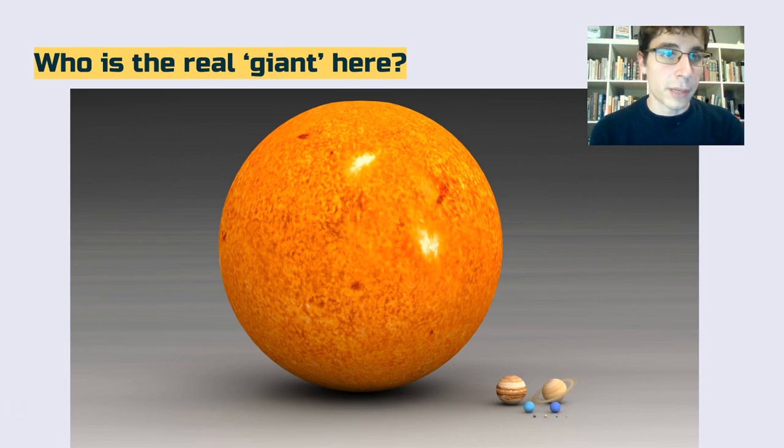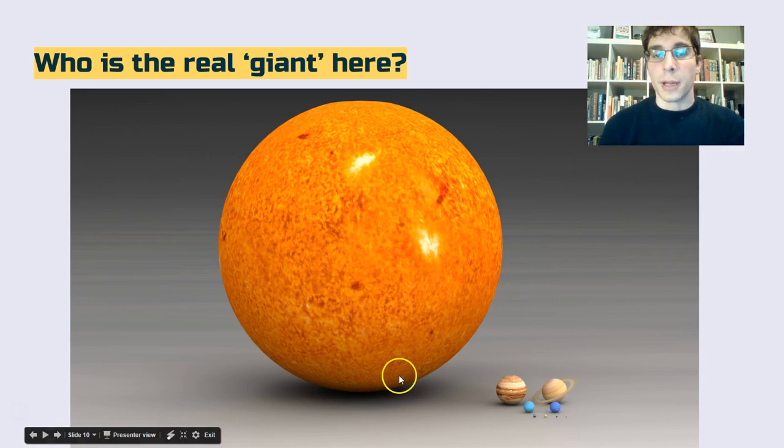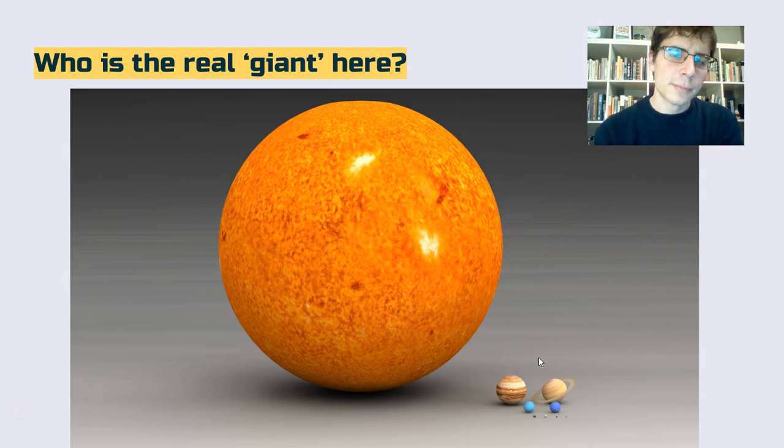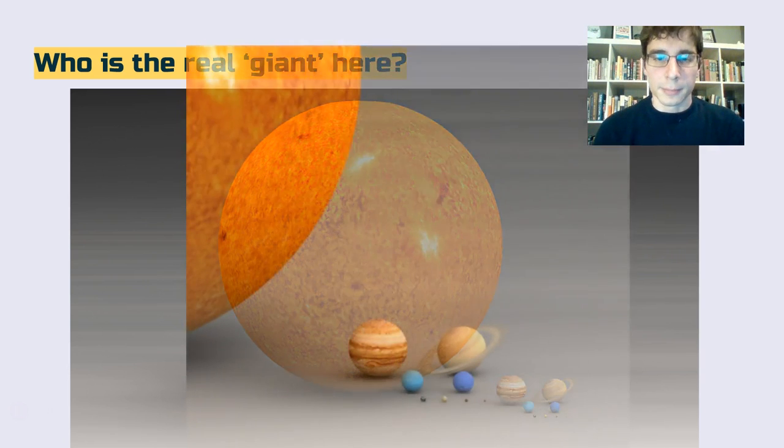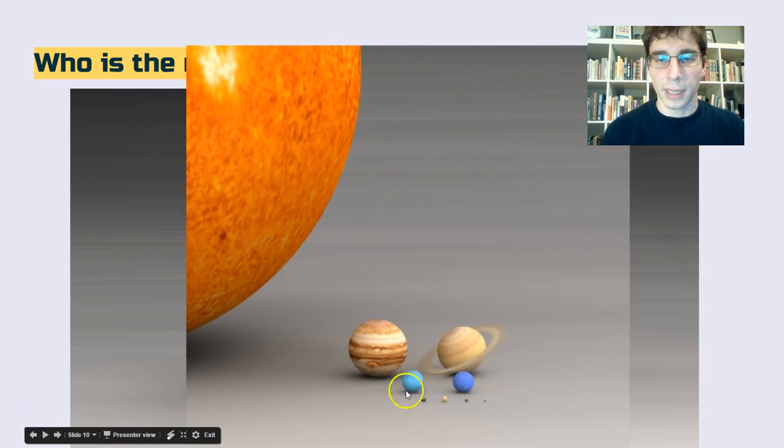I wanted to include this picture just to give you an idea of the size of the planets. It says, who is the real giant here? With the sun obviously being much, much larger than even our biggest giant, Jupiter. You could fit about 11 Jupiters across the sun, so it's still quite a bit bigger than any of our planets. And if we zoom in on it here, we can see all of our planets lined up.